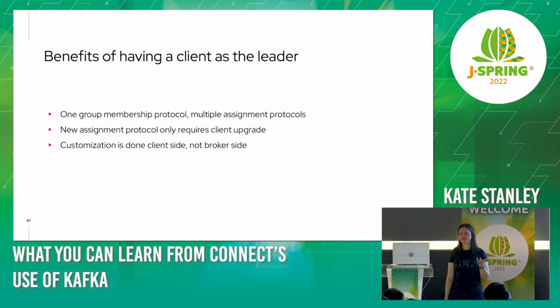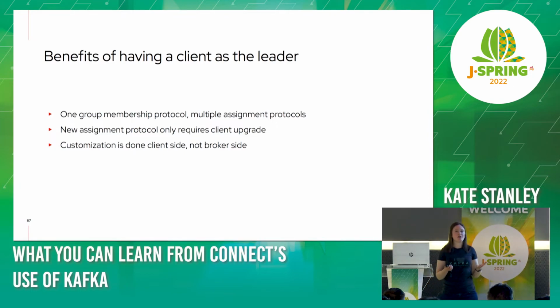And this gives a few different benefits. So we now have one group membership protocol. So if you go and look at Kafka, within the brokers itself, they just understand the group membership protocol. They don't have to worry about any assignments. And then you can have multiple different assignment protocols at the lower level. And what this means is when you get a new assignment protocol, it only requires a client upgrade. So if you wanted to add a set of new assignment mechanisms, you just have to update each of the clients that's part of the group, and once they've all updated, the broker will then say, okay, cool, you've all said that you prefer this protocol, so that's the one you're going to use, and then the clients will use that. And it also means that customization is done client-side, not broker-side.